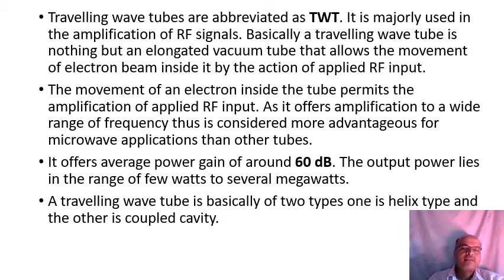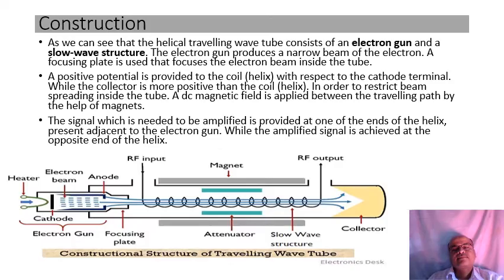It offers an average power gain of around 60 dB. The output power lies in the range of a few watts to several megawatts. A traveling wave tube is basically of two types. That is, one structure is the helix type, and the other is the coupled cavity structure.